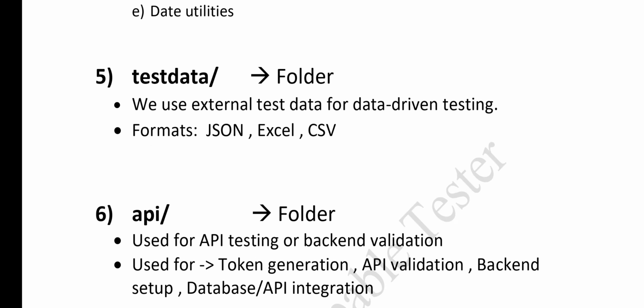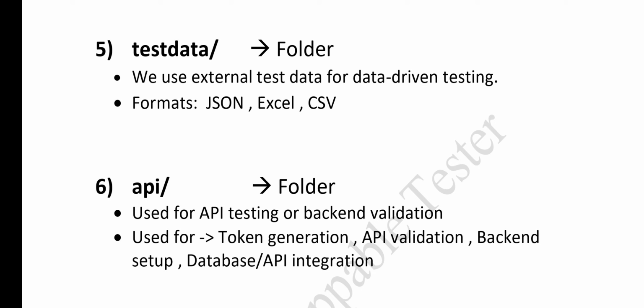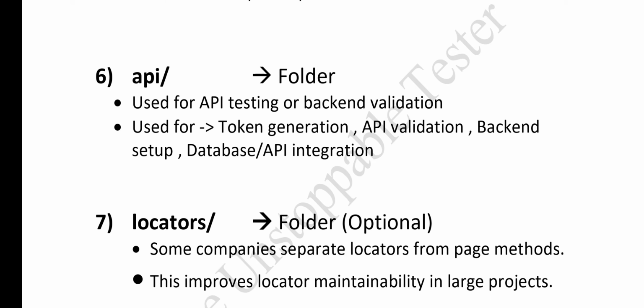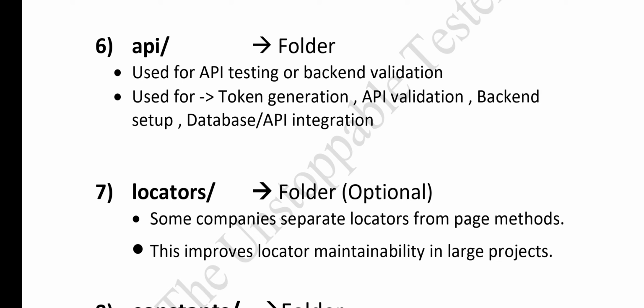Okay, so the next comes the test data folder. Here we use the external test data for data driven testing, and the formats are of different types. Okay, JSON or Excel or CSV format. And then next comes the API folder. Usually it contains files related to the token generation, API validation, backend setup, and database or API integration. Okay, it's used for performing the backend validation.